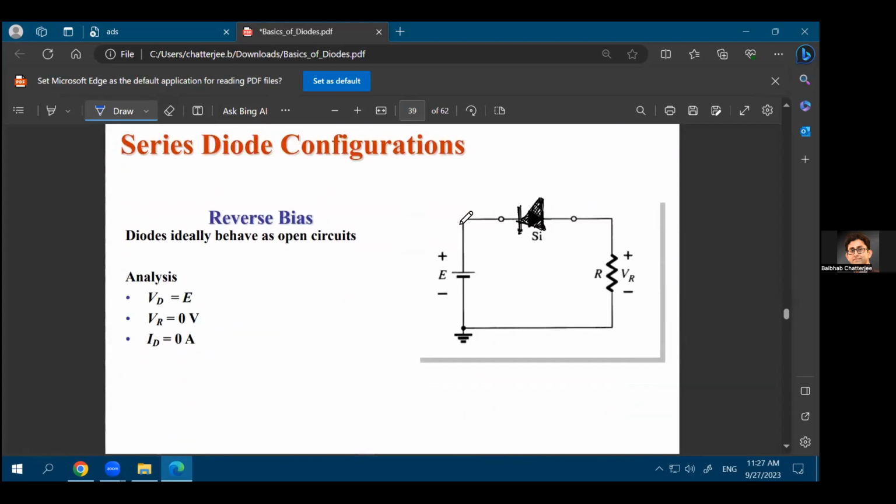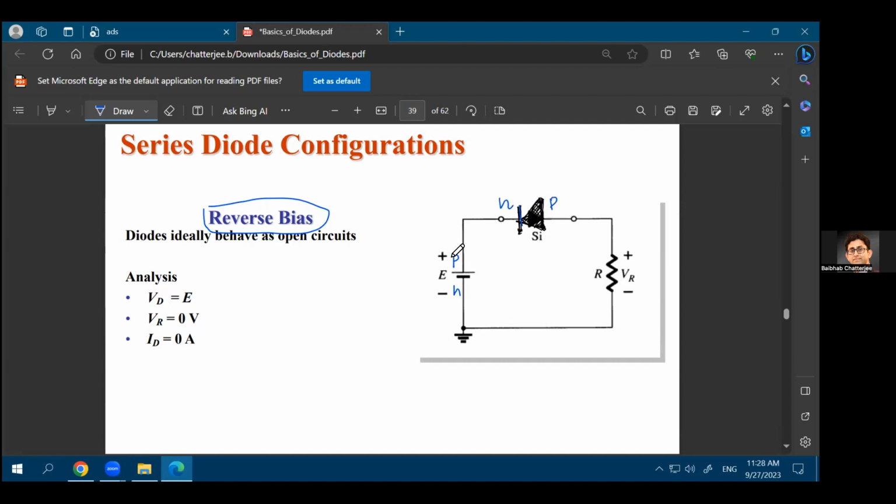All right. So now what could be the defined diode configuration? Let's say you are applying the diode in a reverse bias. So you have your positive terminal of the battery here and the negative terminal of the battery here, but you have applied the diode in a reverse bias. So this is your P side and this is your N side.